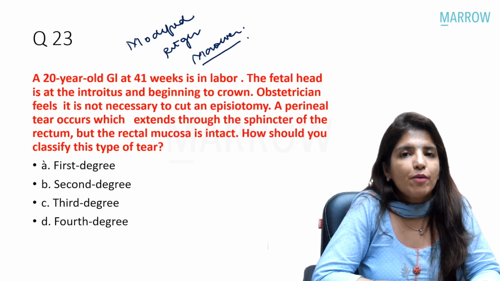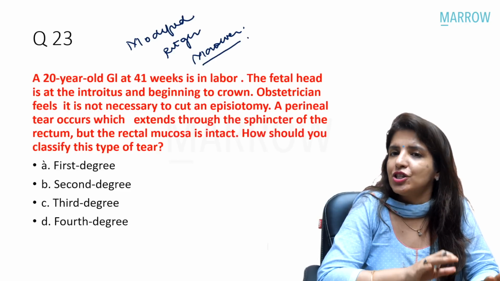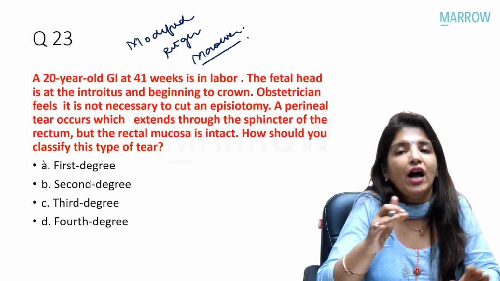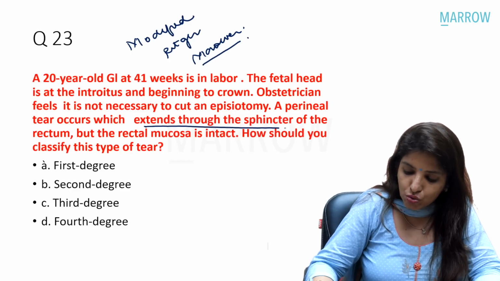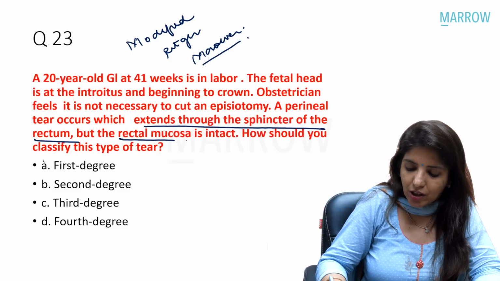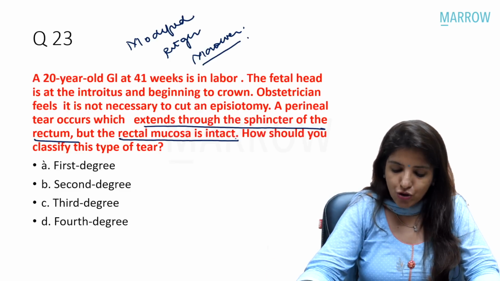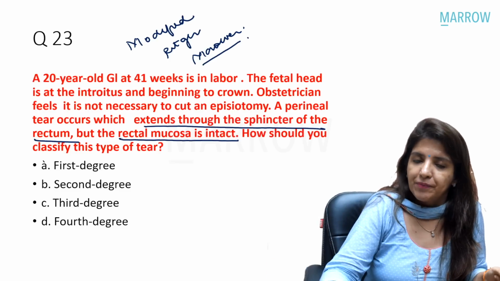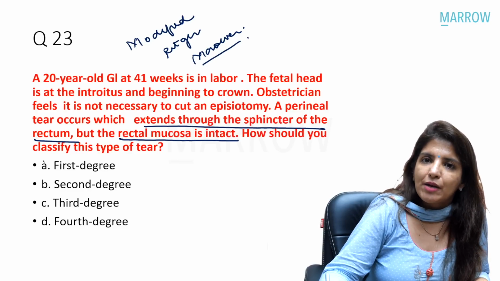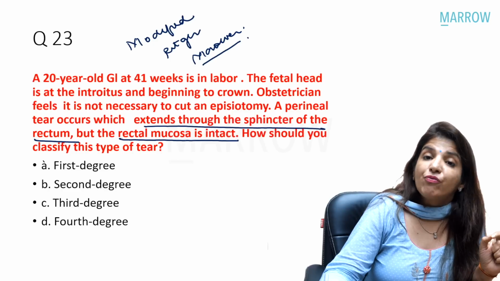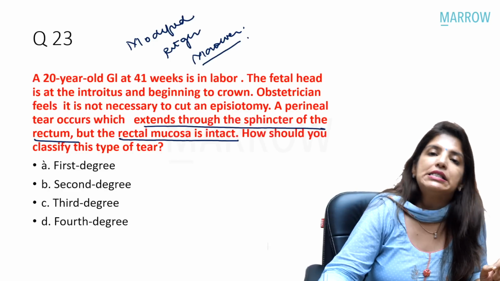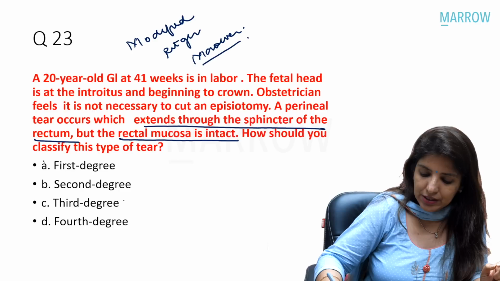Right? Now, this obstetrician in the question is saying that she did not feel the need of episiotomy, but unfortunately, perineal tear happened. And it extends through the sphincter of the rectum, but the rectal mucosa is intact. How should you classify this type of tear? So, if rectal mucosa is intact, but the sphincter is torn, that means it is a third degree perineal tear.